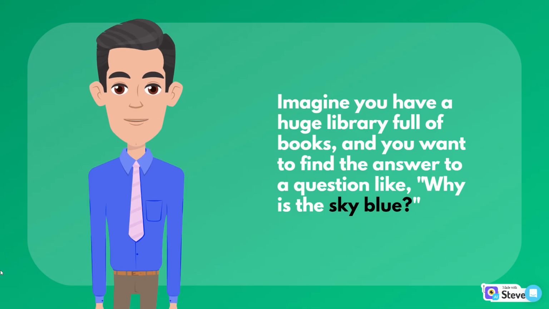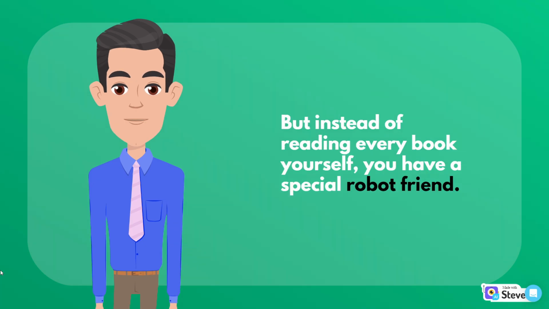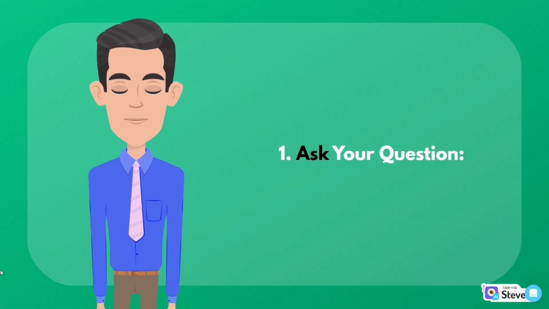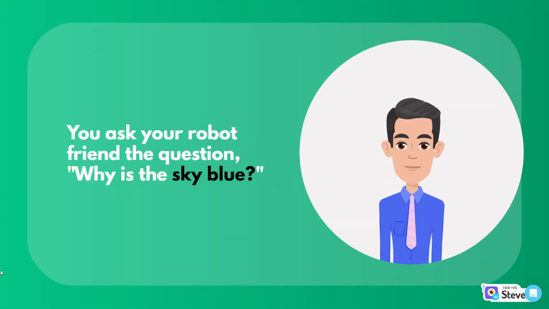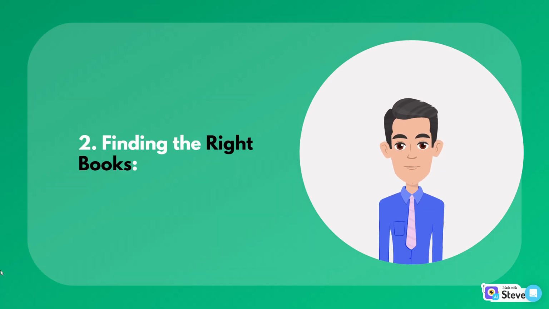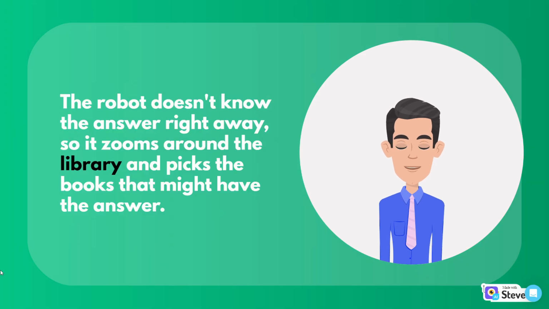Imagine you have a huge library full of books, and you want to find the answer to a question like, why is the sky blue? But instead of reading every book yourself, you have a special robot friend. 1. Ask your question. You ask your robot friend the question, why is the sky blue? 2. Finding the right books. The robot doesn't know the answer right away, so it zooms around the library and picks the books that might have the answer.